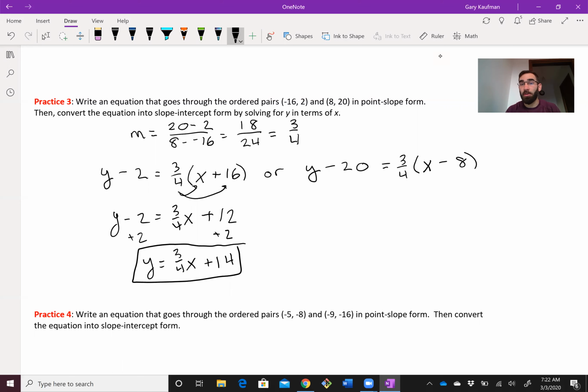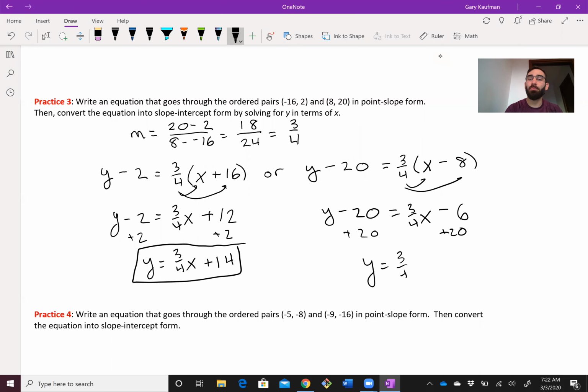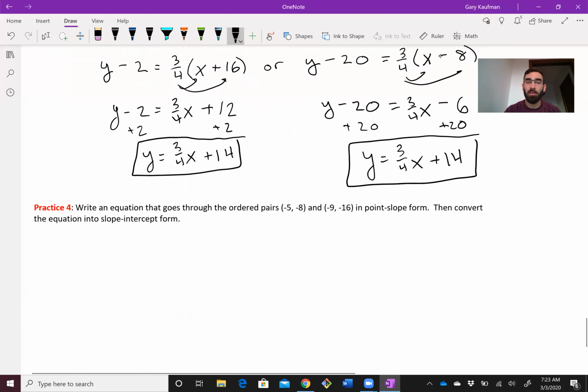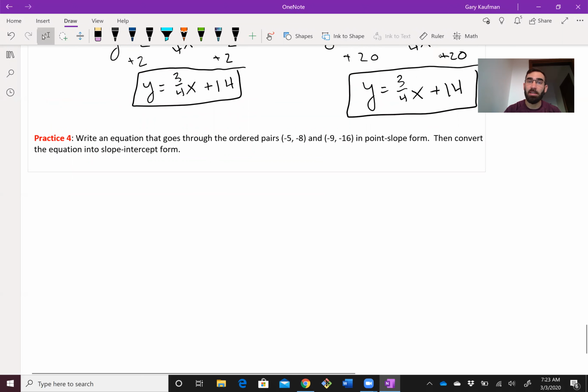Okay, so that's our goal. Let's see if we get that on the other side. Distribute: y minus 20 equals 3/4 x minus 6, plus 20 to both sides, and I get y equals 3/4 x plus 14. So no matter what, slope-intercept form, there is only one form, and all point-slope forms will result in that one. So using that, check your practice 4 before going on and seeing the answer.